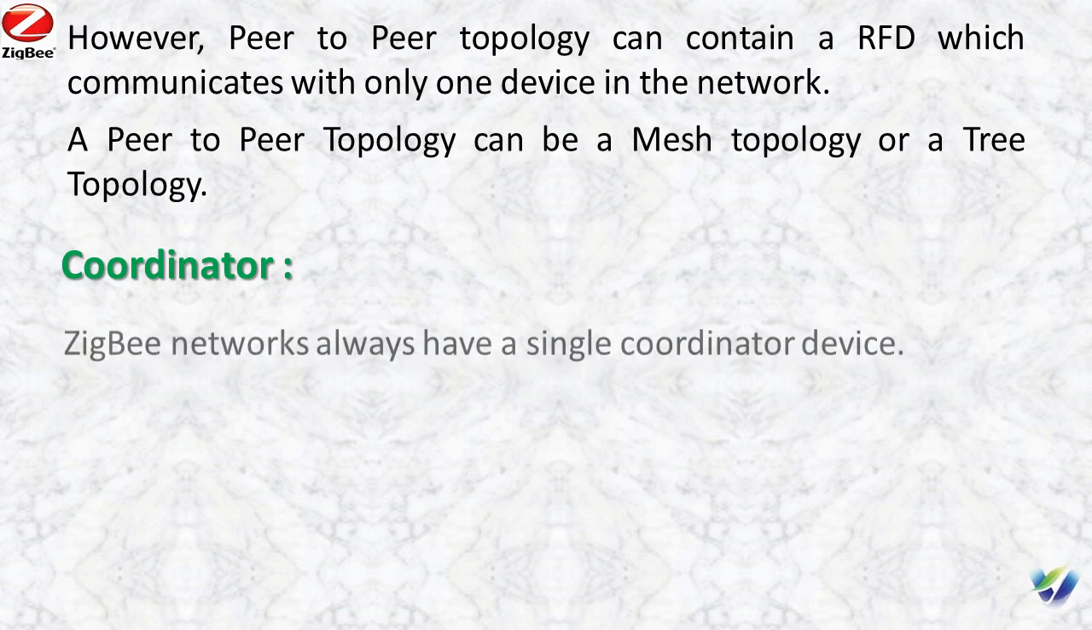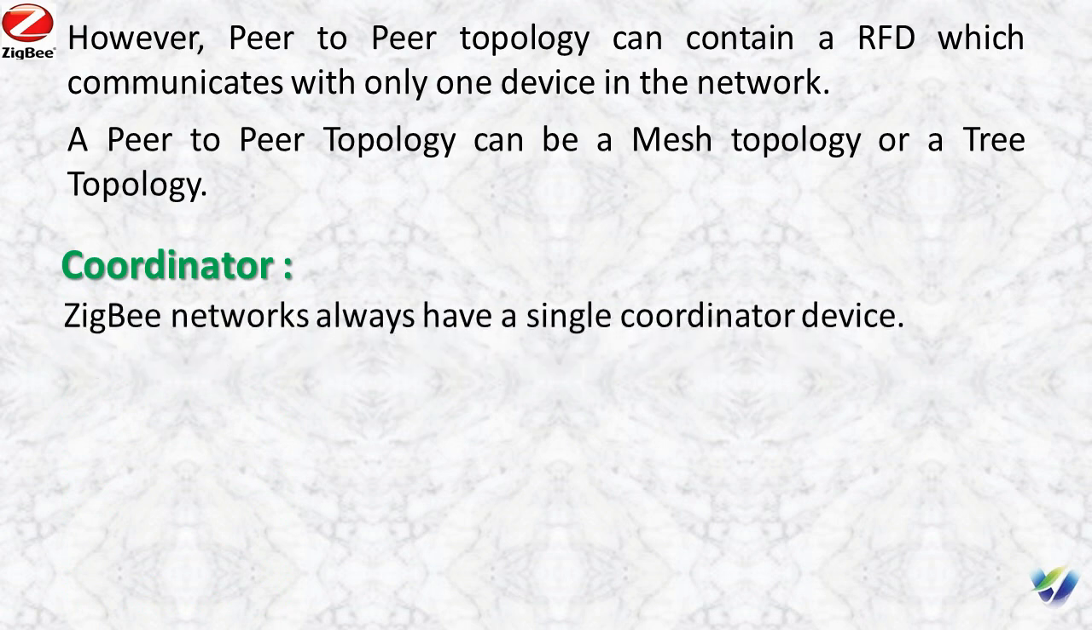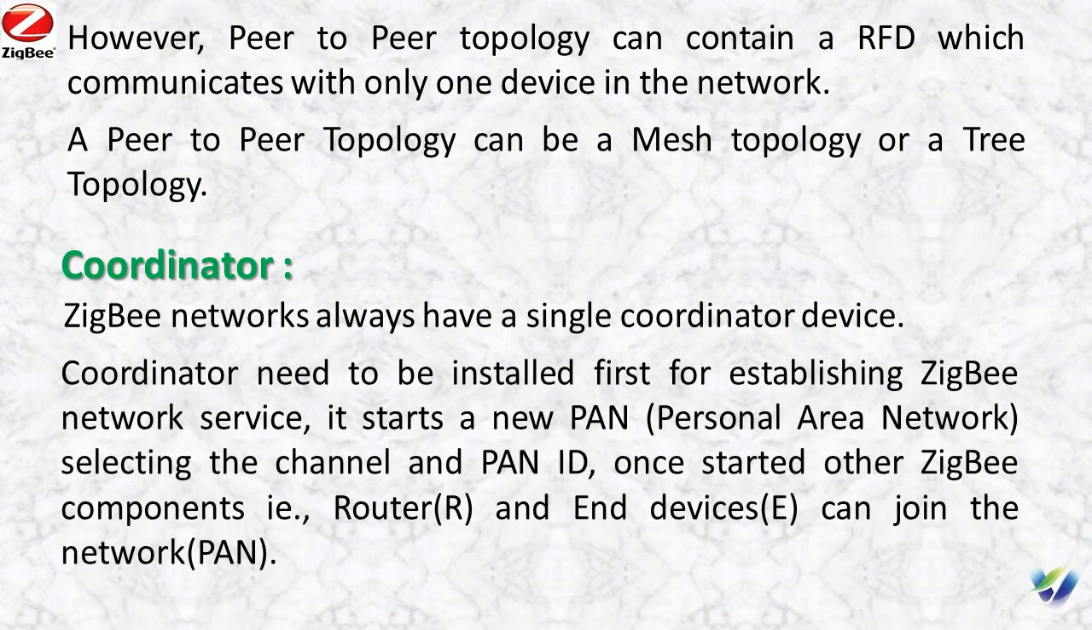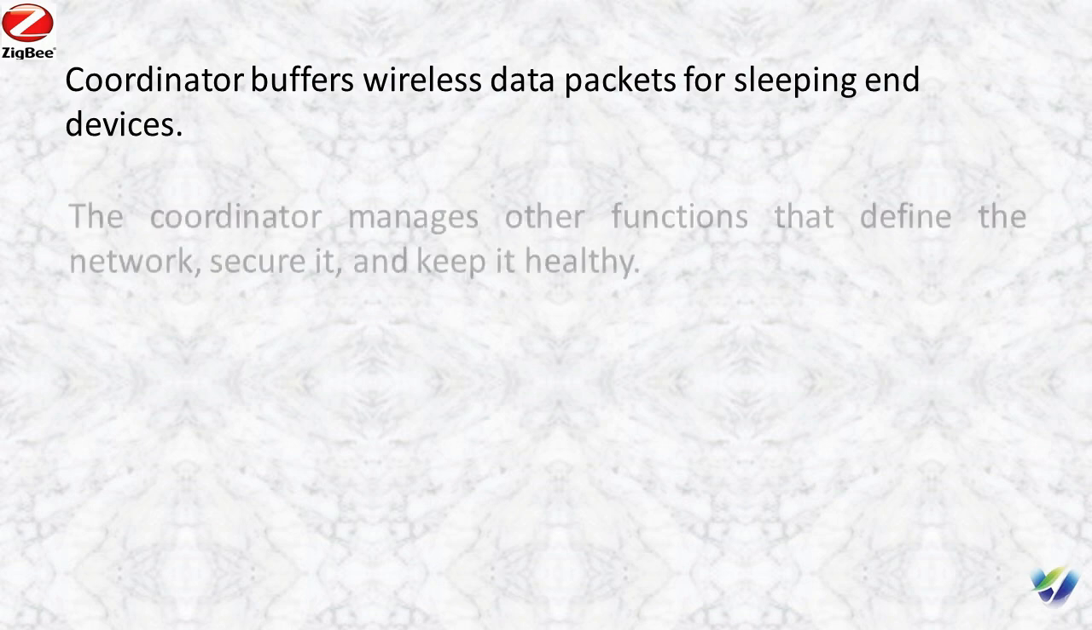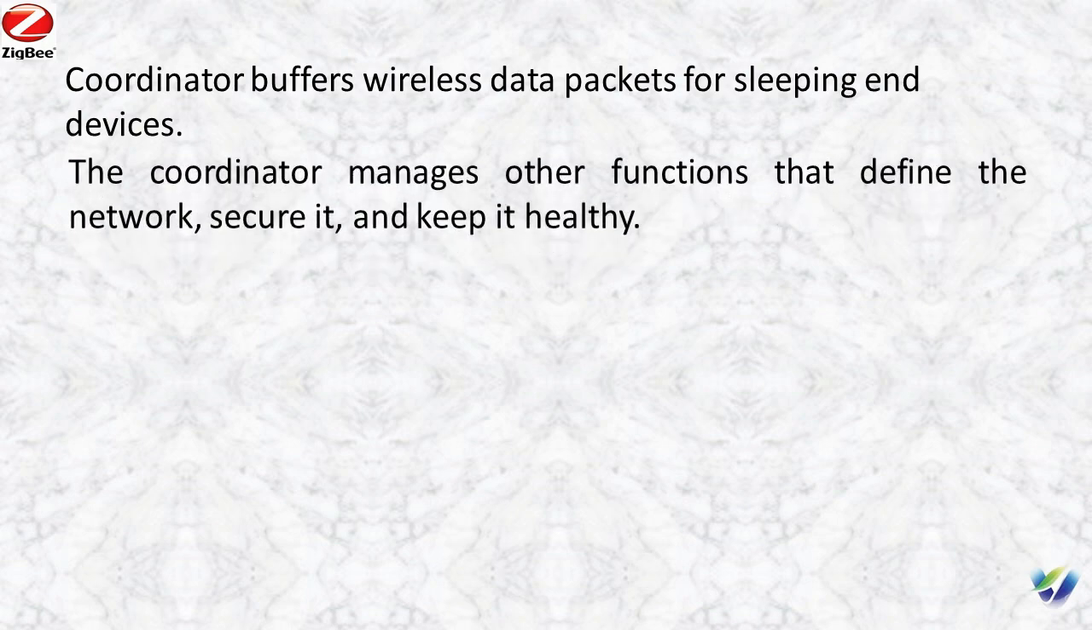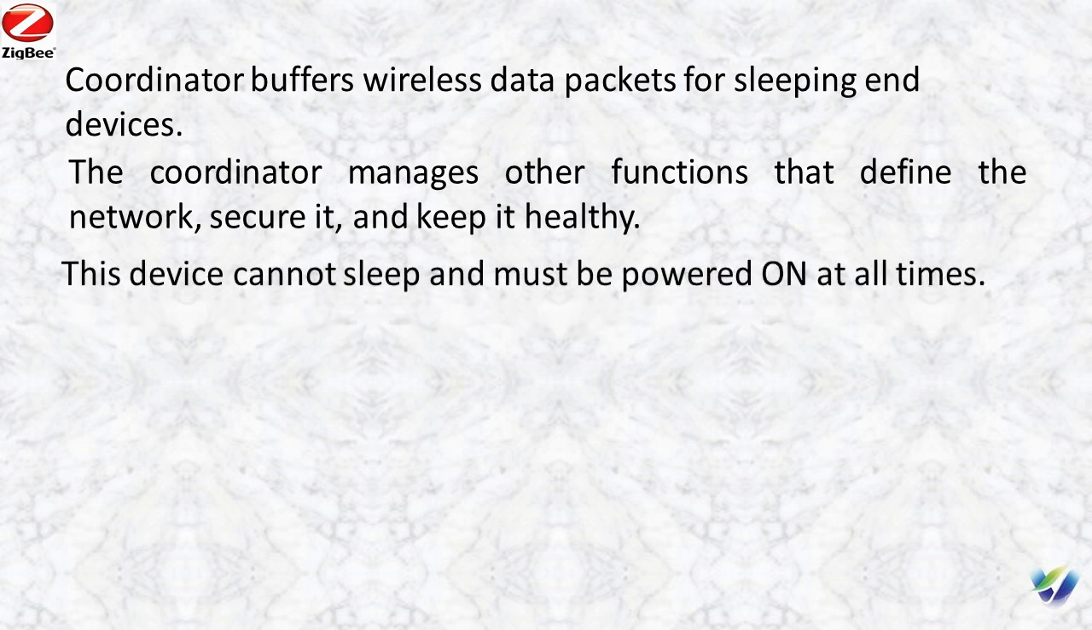Coordinator. ZigBee networks always have a single coordinator device. Coordinator needs to be installed first for establishing ZigBee network service. It starts a new PAN, selecting the channel and PAN ID. Once started, other ZigBee components, that is router and end devices, can join the network PAN. Coordinator buffers wireless data packets for sleeping end devices. The coordinator manages other functions that define the network, secure it and keep it healthy. This device cannot sleep and must be powered on at all times.